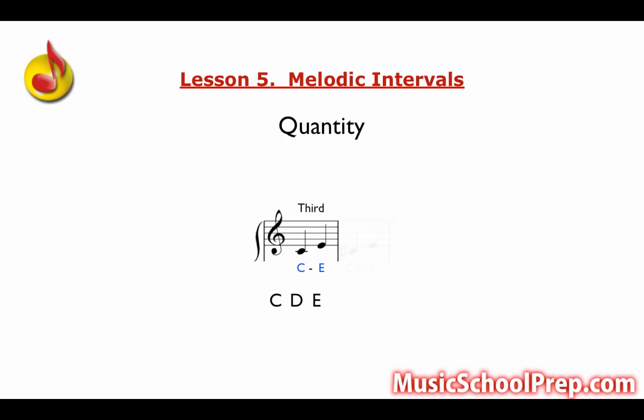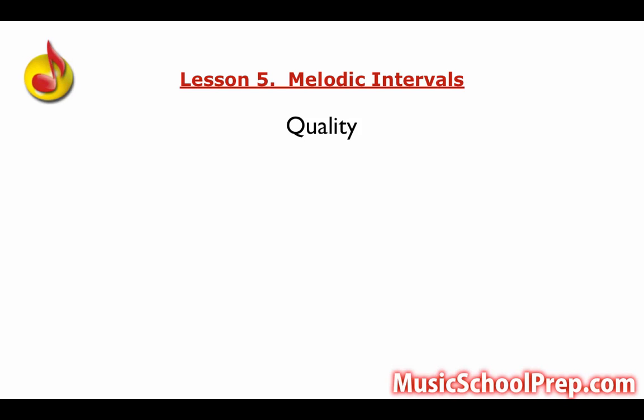But if we have this C sharp up to an E, that also encompasses three letter names, C sharp, D, and E, which is also a third. Which brings us to quality. Since the distance between two letter names can vary, quality is a measurement of the size of the interval. Qualities can be one of 5.